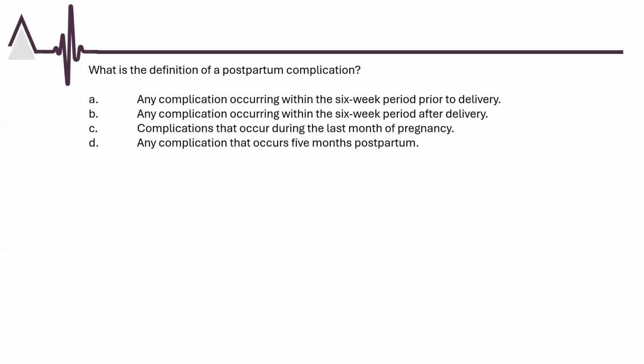What is the definition of postpartum complication? A, any complication occurring within the 6-week period prior to delivery. B, any complication occurring within the 6-week period after delivery. C, complications that occurred during the last month of pregnancy. Or D, any complications that occur 5 months postpartum.